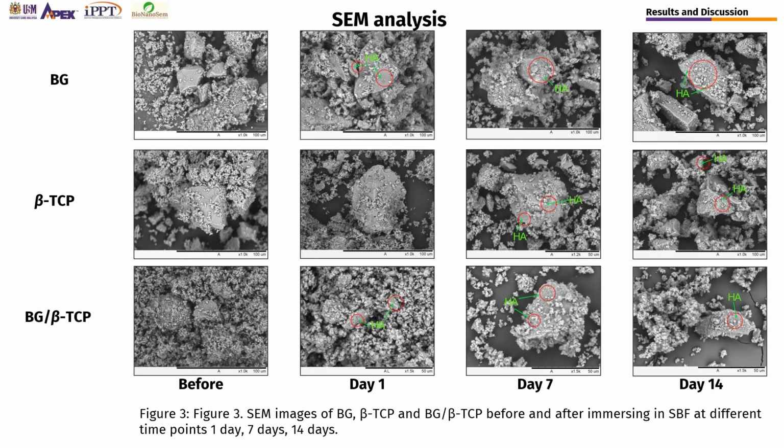The surface structure of BG, beta-TCP and the BG beta-TCP composite before and after soaking in SBF is shown in this figure. The particle shape in all samples was found to be irregular, with small particles appearing to agglomerate with each other. A feather-like crystal-shaped hydroxyapatite rough surface appeared on pure BG and the BG beta-TCP composite surface after 1 day of soaking, whereas crystal-shaped hydroxyapatite appeared on pure beta-TCP on day 7.